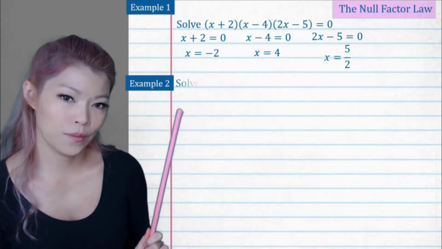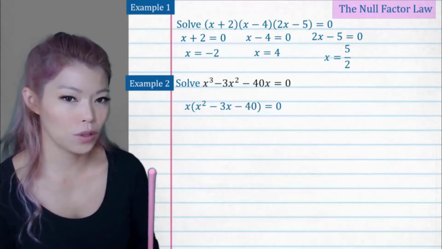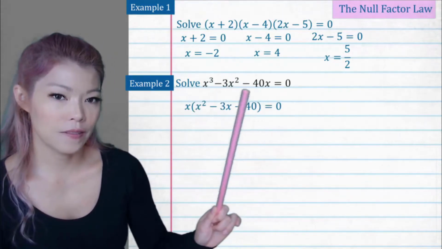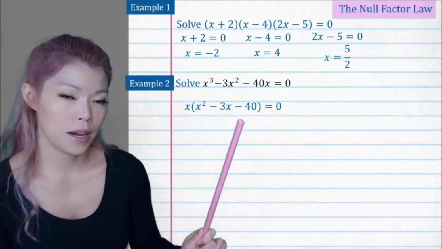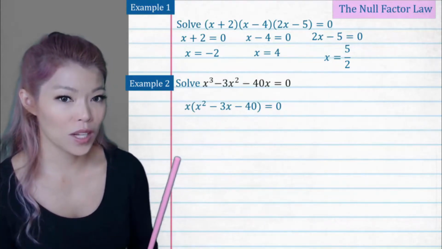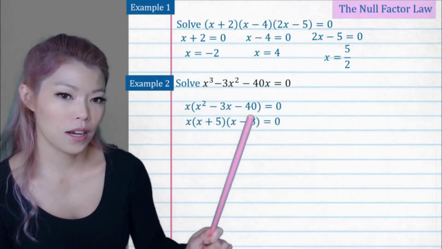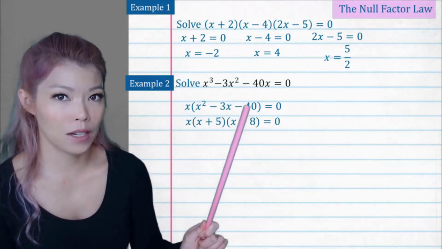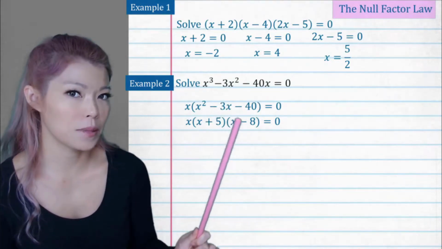Example 2. How about this one? Well, if we have that one, then what must we do first? We can take out the x. So now we're left with x squared minus 3x minus 40. Then what else can we do next? Well, this x is equal to 0, but that side we have to factorize. So two numbers that give us minus 40 and add to minus 3, which is 5 times minus 8.